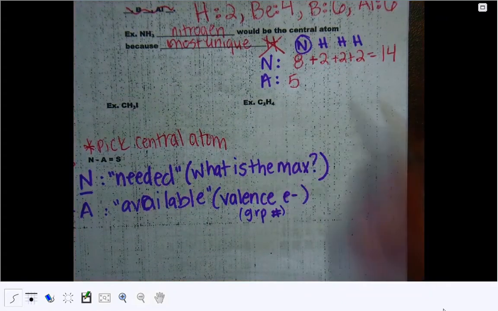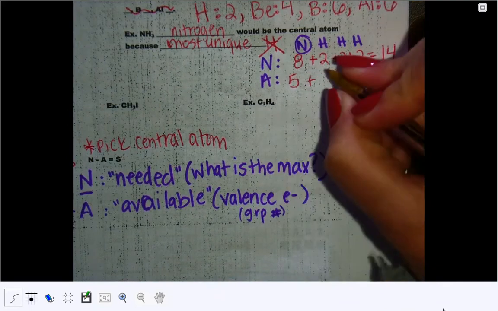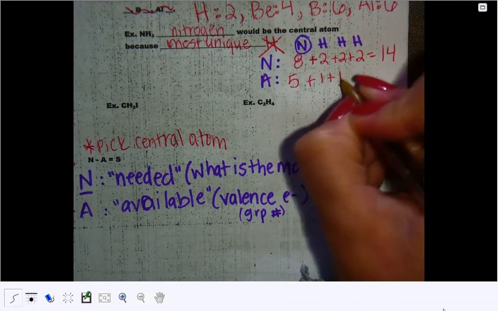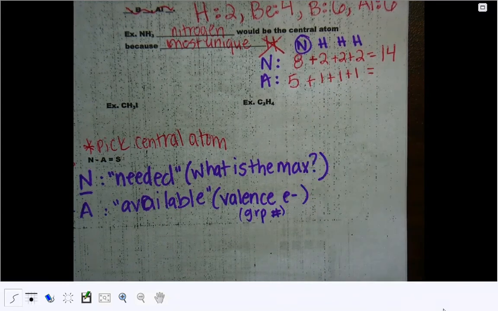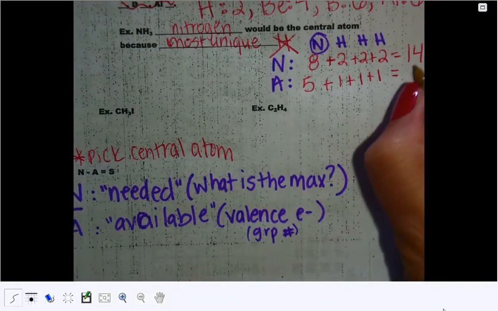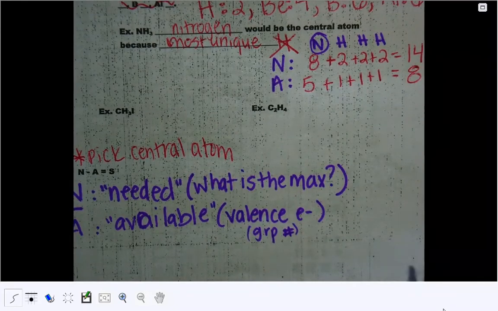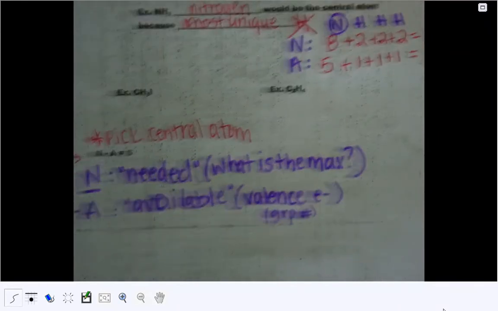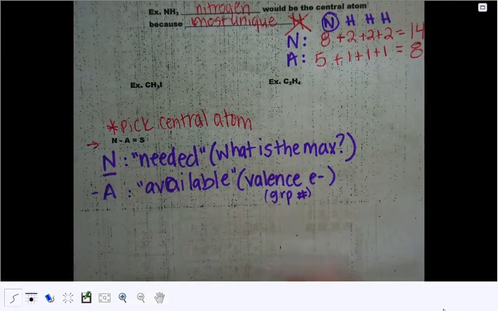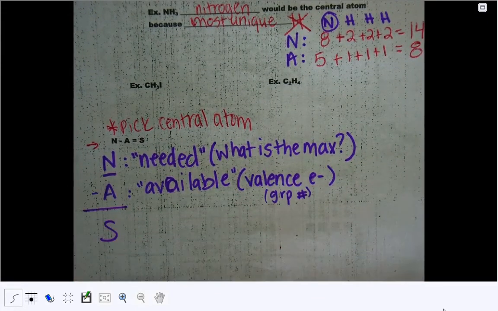Put a 5. How many valence electrons does hydrogen have from group 1? 1, 1, 1. We're going to add those up. What does that equal? 8. Good. Okay, so the next part is the shared part. And if you notice, it was a subtraction thing. That's because we are going to subtract. So, shared.